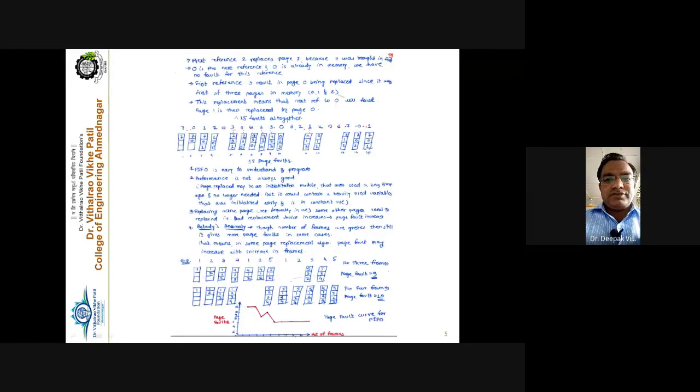This is the memory reference string. Now, how many frames are given? There are 3 frames given in the main memory. So initially I can draw here: I have the main memory available, and how many frames are available? There are 3 frames available in the main memory, right? So this is my initial memory structure.